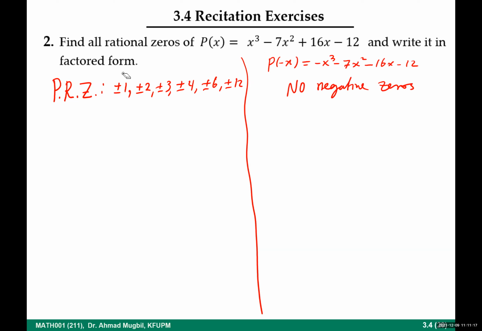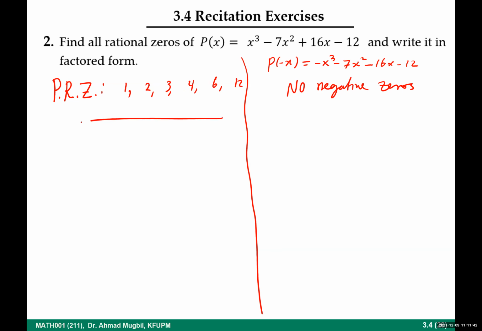So this means that we will not try any negative number. The possible rational zeros here are only positive. Look how we use the Descartes rule of signs together with the rational zeros theorem. Now don't try any negative number or 0, just try the positive ones. It is natural to think about 1.